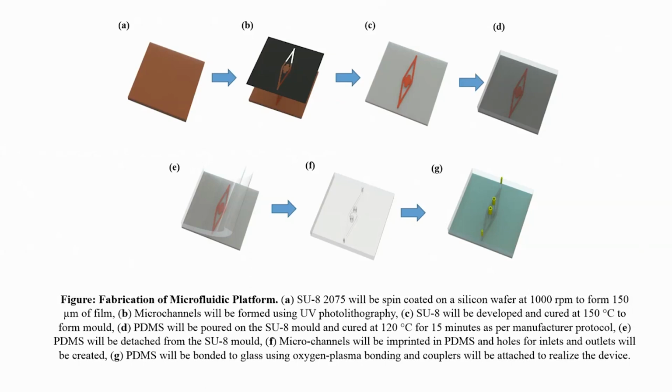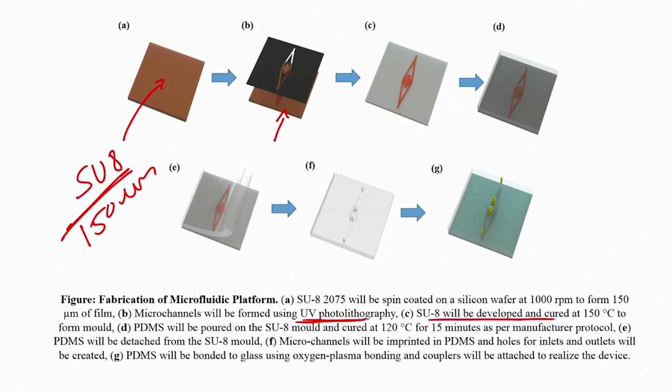So, you see here A is SU8 2075 will be spin coated on a silicon wafer at 1000 rpm to form 150 micron film. So, if you see this one, this is SU8 spin coated on silicon wafer, and we have about 150 micron thick SU8 film. Second is microchannel will be formed using UV lithography, this is B. C is SU8 will be developed and cured at 150 degree, so you can see it is cured.